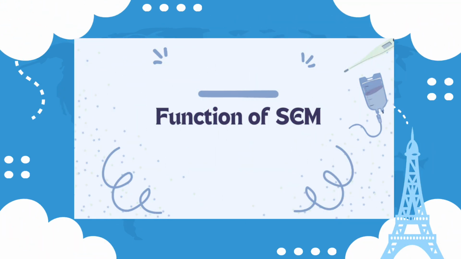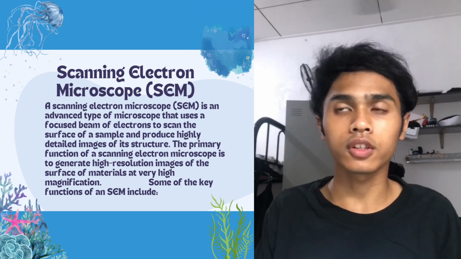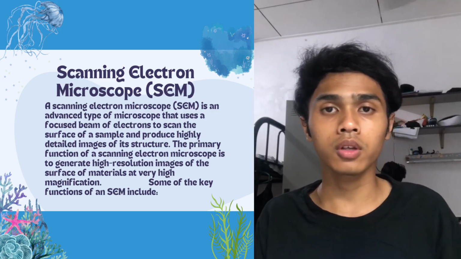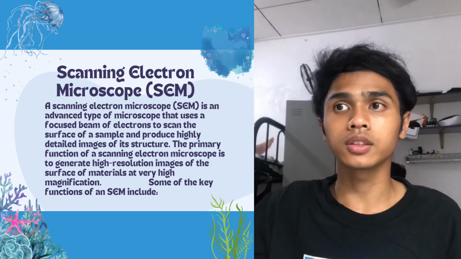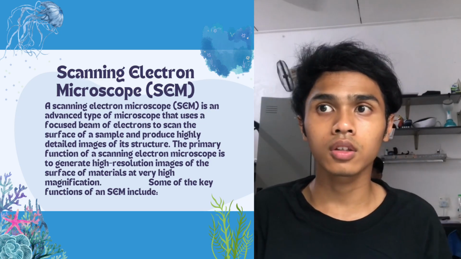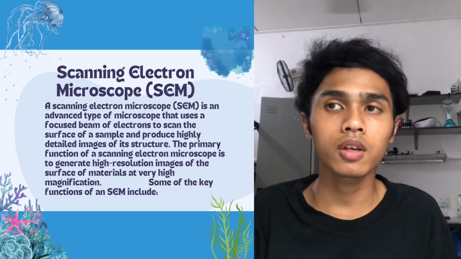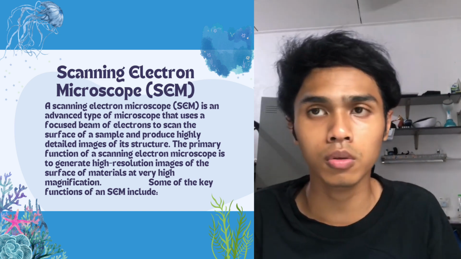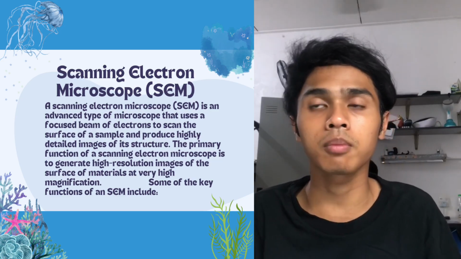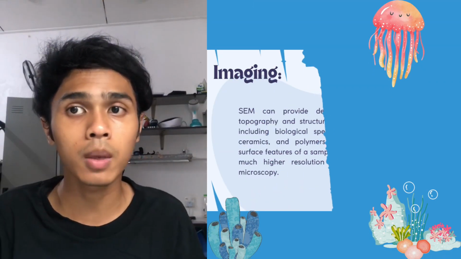So next, let's move to the function of SEM. So, what is the function of the scanning electron microscope, or we call it SEM? The scanning electron microscope, SEM, is an advanced type of microscope that uses a focused beam of electrons to scan the surface of a sample and produce highly detailed images of its structure. The primary function of a scanning electron microscope is to generate high resolution images of the surface of materials at very high magnifications. Some of the key functions of an SEM include: first, imaging.